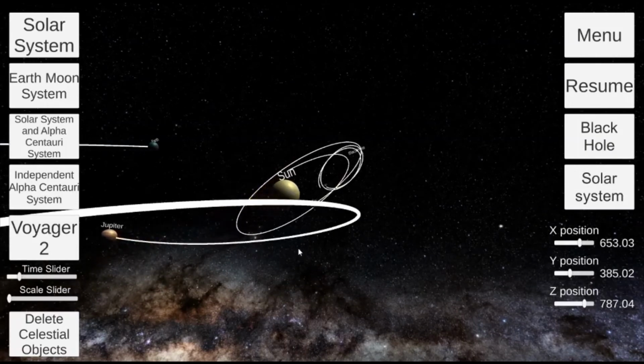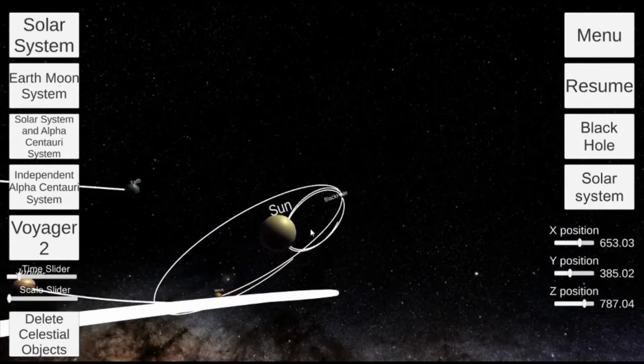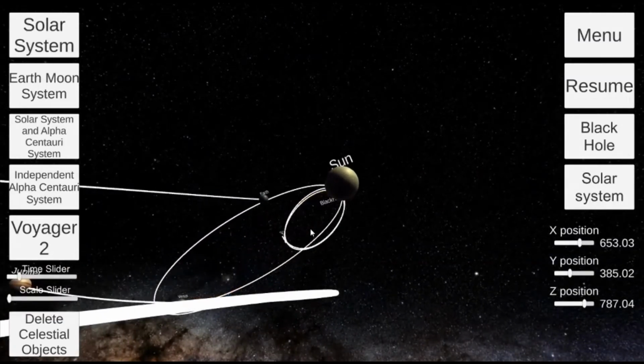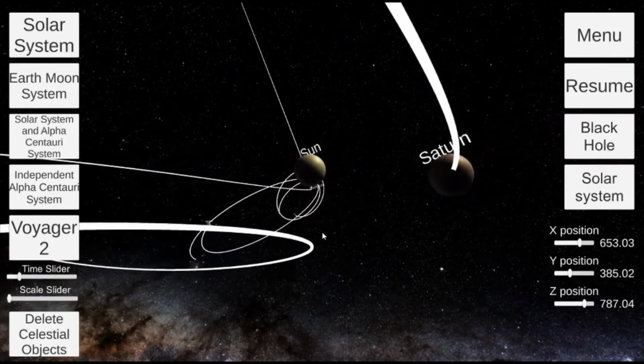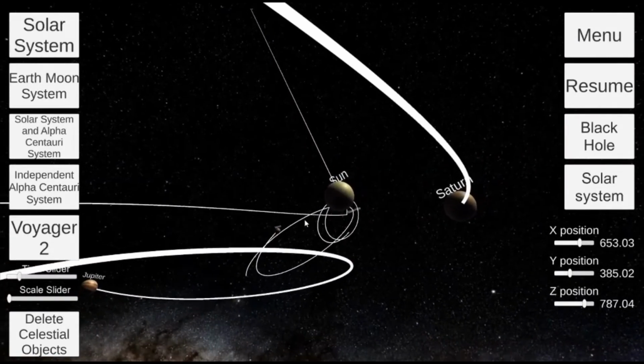So now you can see what's going to happen again. There you can see the orbit's deflected again. And this will carry on for quite a while.